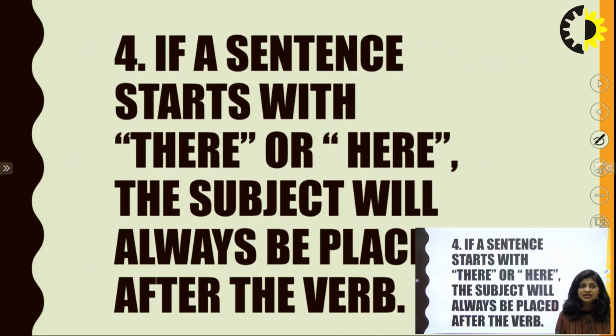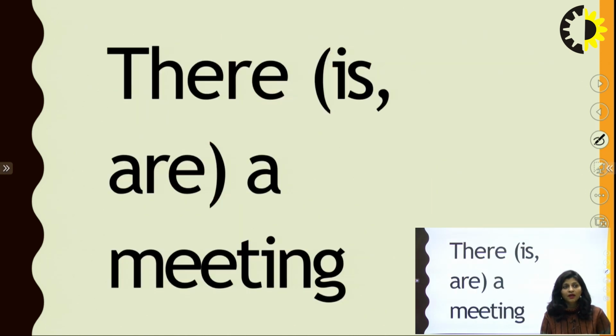If a sentence starts with there or here, the subject will always be placed after the verb. So, there is or are a meeting? You need to consider meeting as the subject here, because when we use there, the subject always comes after there. So meeting is a singular subject, and we are going to use a singular verb here.